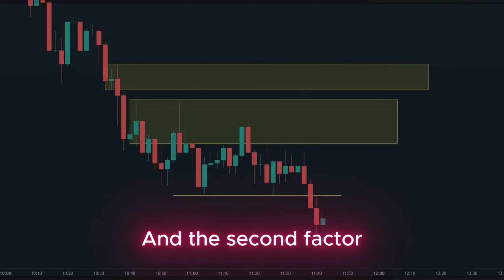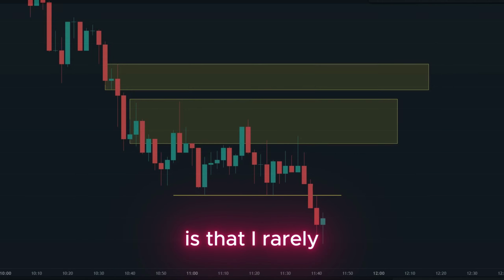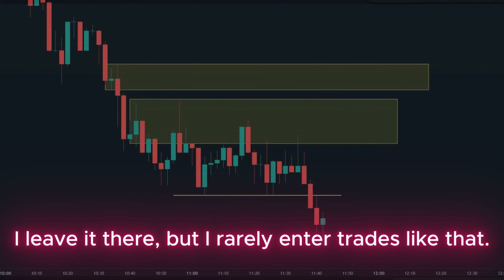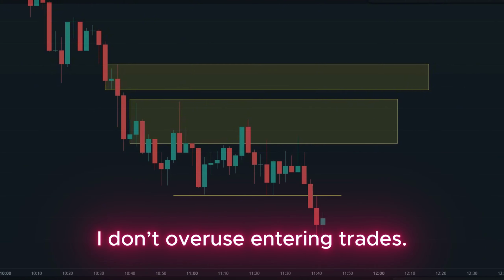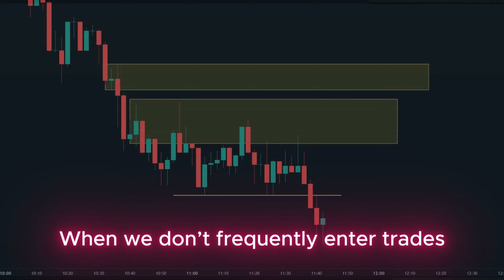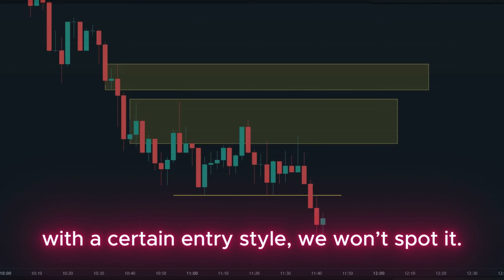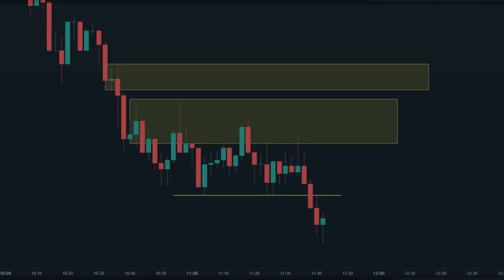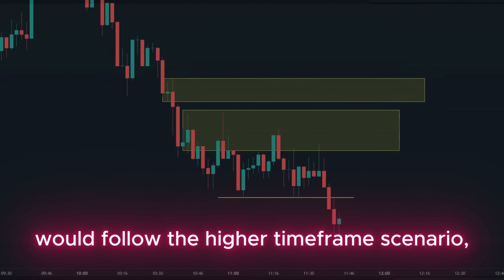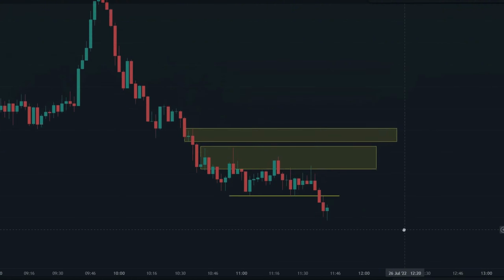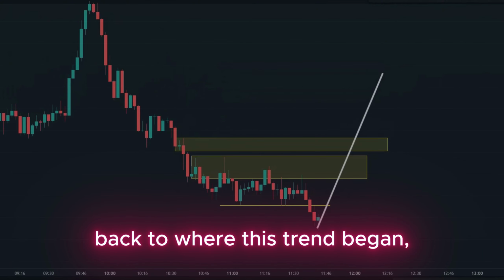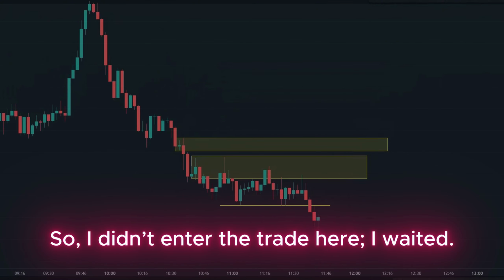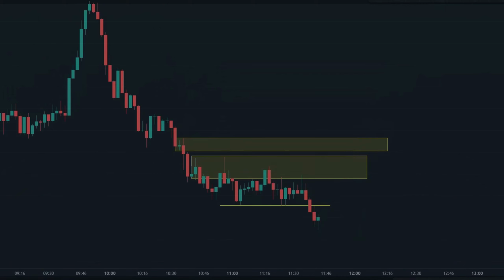And the second factor is that I rarely enter trades based on stop hunts. I leave it there, but I rarely enter trades like that. With a certain entry style that we don't use frequently, we won't spot it. I don't enter trades like this often, so I didn't spot it. It's that simple. So, at that time, I predicted the price would follow the higher time frame scenario, thinking the price would go straight up, back to where this trend began, before falling. So, I didn't enter the trade here, I waited.